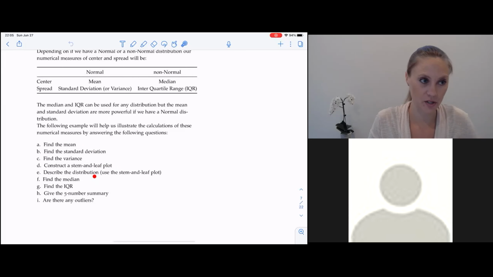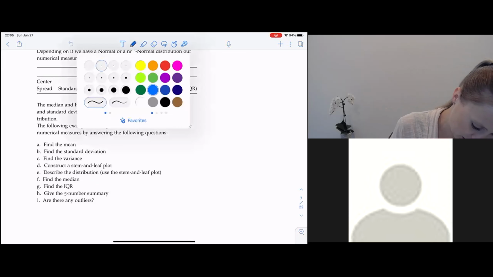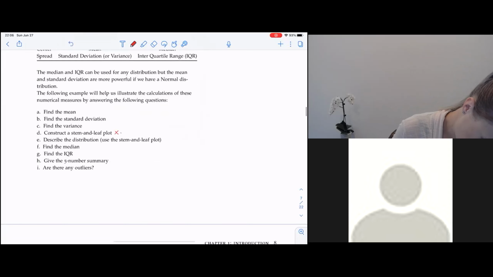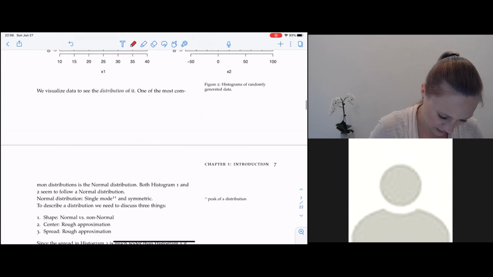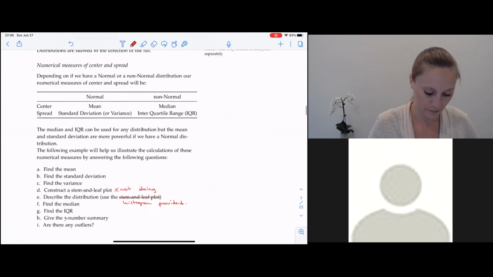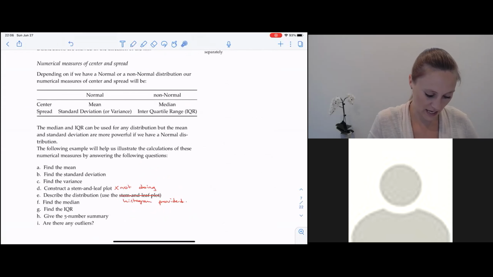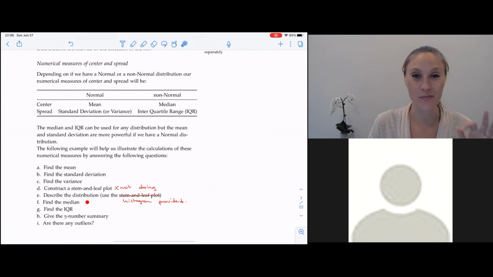But we are going to describe the distribution, using the histogram provided. I've got it in the notes there. Oh, looks like I put it in the wrong place. That's okay. Then we are going to find the median, which I introduced. If we have a non-normal distribution, we're going to use the median as our measure of center.